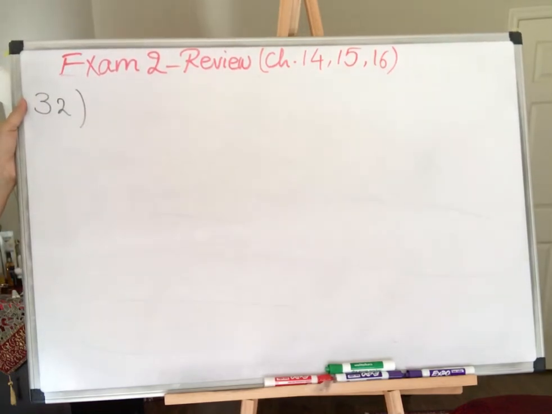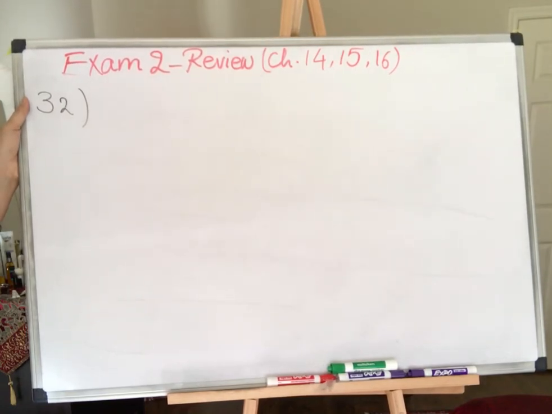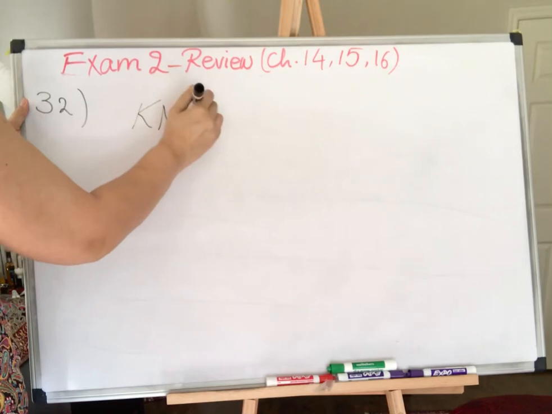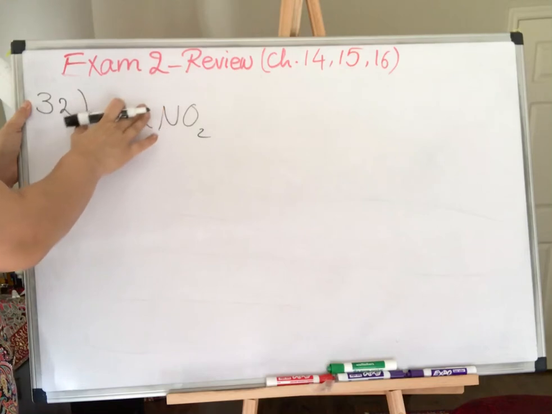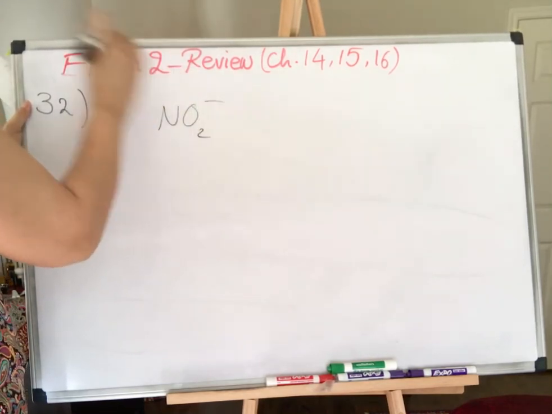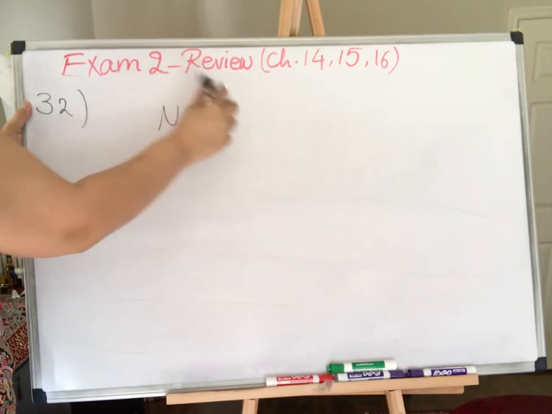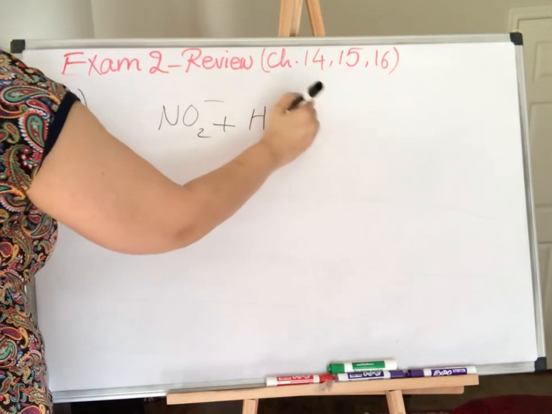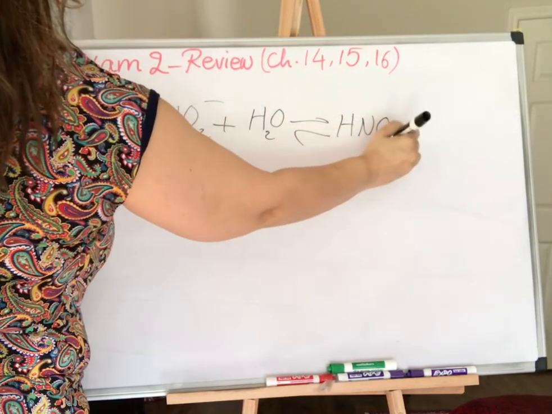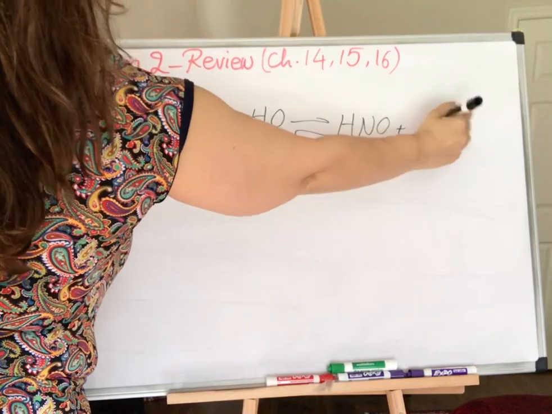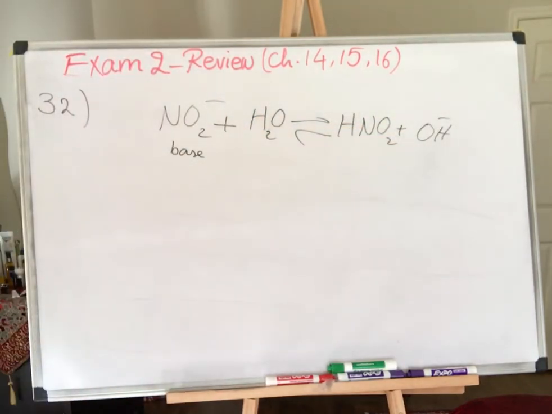Number 32, which of the following equilibria best represents the hydrolysis reaction that occurs in an aqueous solution of KNO2? KNO2. In none of these reactions you saw that cation has a role. So eliminate it and then you add a negative charge to your anion. Hydrolysis means in water. So this is acting as base. So you have HNO2 plus OH, right? Which one of them is showing that? Isn't it B? So B is your correct answer.